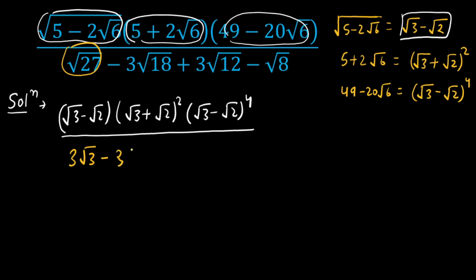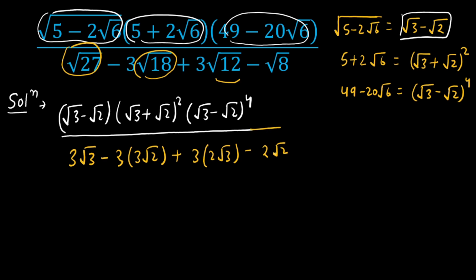this, square root of 27 is the same as 3 times square root of 3 minus here 3, and this square root of 18 is the same as 3 times square root of 2 plus 3, and this square root of 12 is the same as 2 times square root of 3 minus this square root of 18, this square root of 8 is the same as 2 times square root of 2.